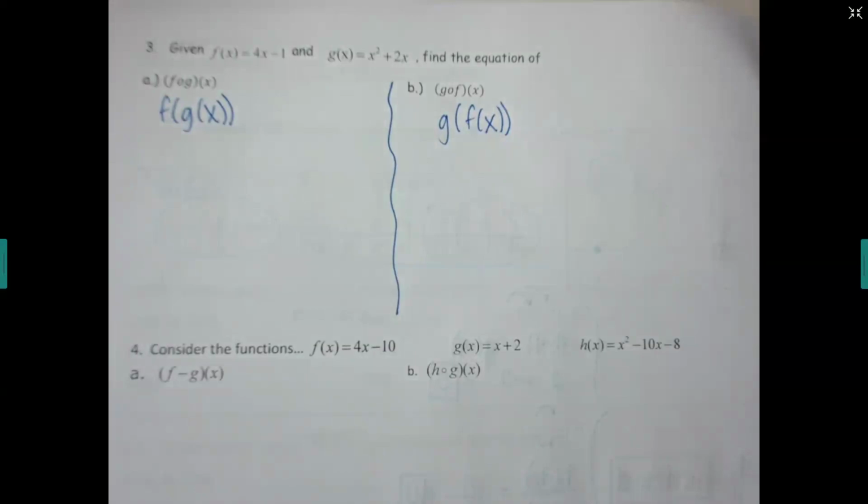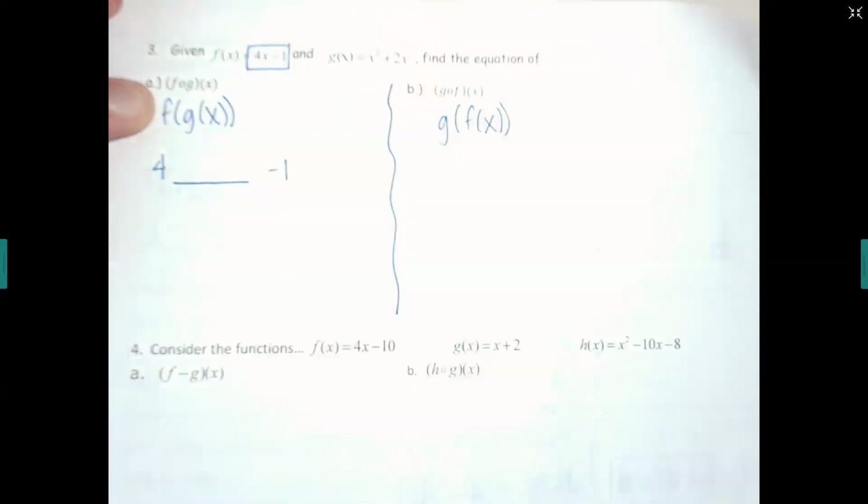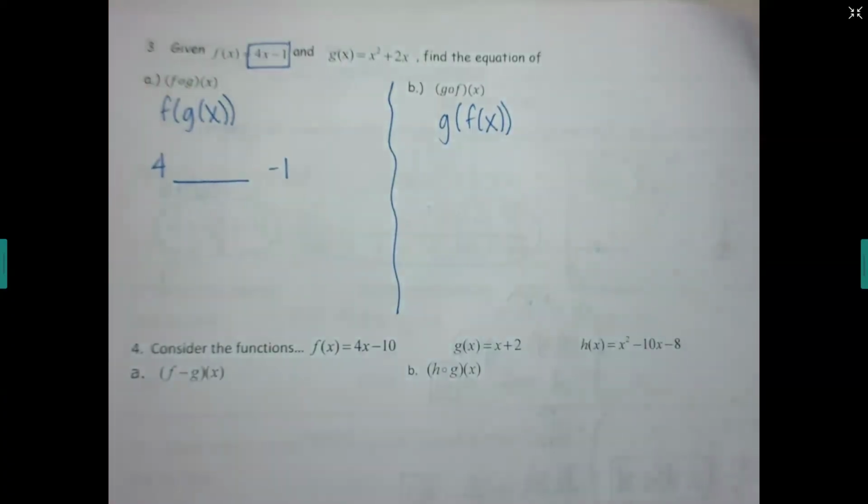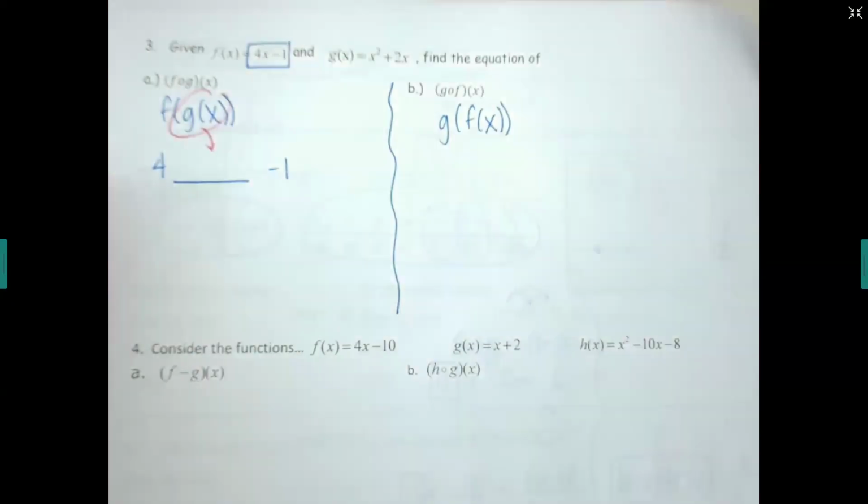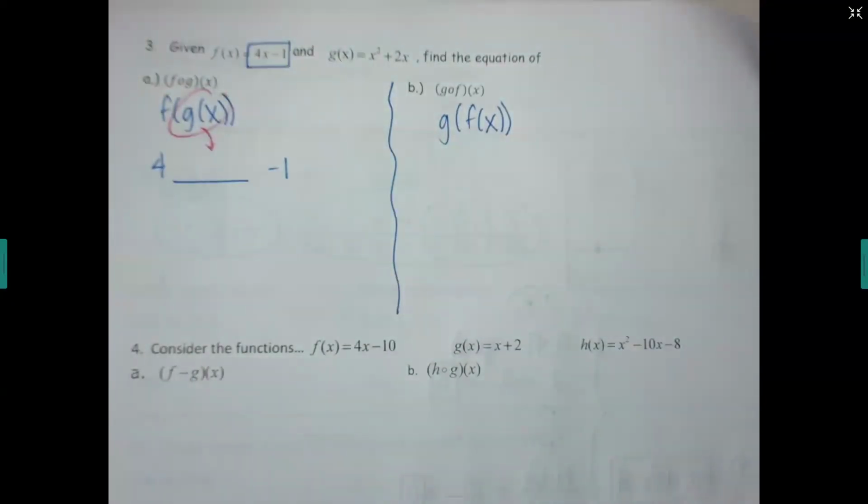So let's do A first. I'm going to start with the equation of F, but I'm going to leave a blank where the x is. So read me out loud, what is F's equation? 4x minus 1 becomes 4 blank minus 1. And then into the blank, I'm going to put the G of X equation. And what's the G of X equation?